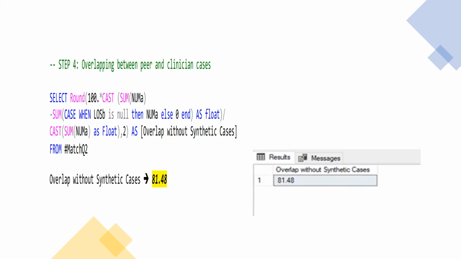Before we use the synthetic calculation to find the missing values, I use this code to find the overlap between the peer and clinician cases without the synthetic cases. And as we see, about 81.48% overlap without the synthetic cases.